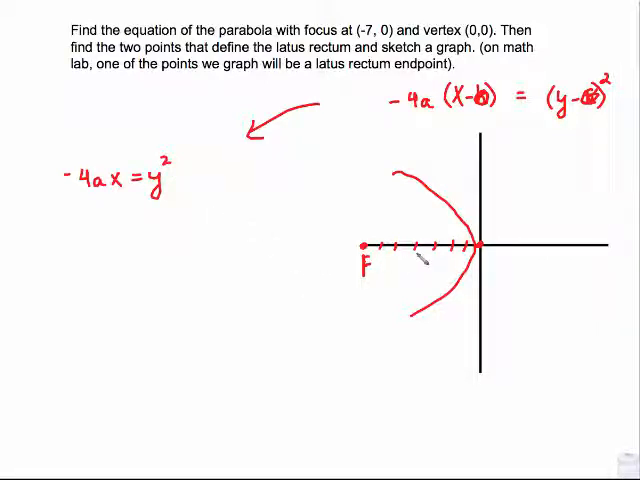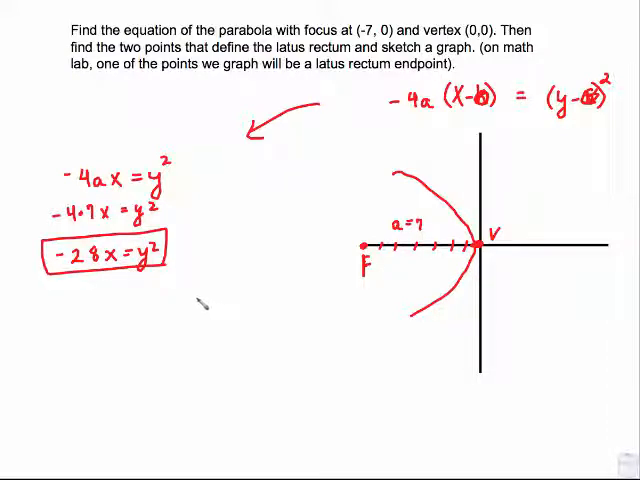The other thing I know is that this is the vertex and this is the focus, which means this is 7 units. From 0 to the focus is going to be 7. So if I put in 7 for a, I have a formula of negative 28x equals y squared. So that's the first thing it asked me. What is the equation of the parabola with that focus and that vertex? So that's what I have.